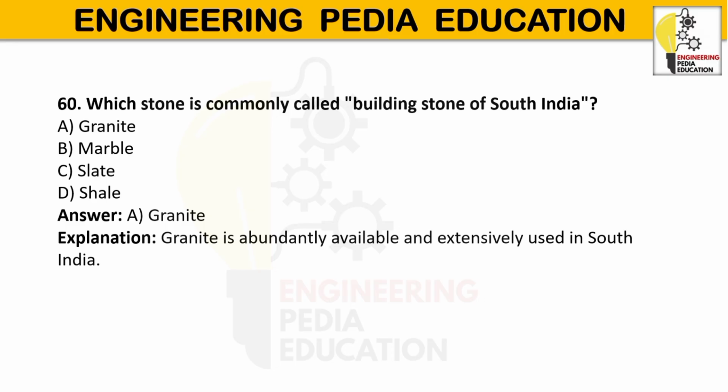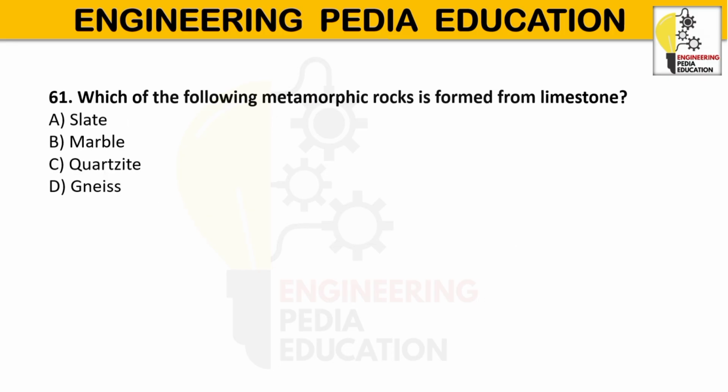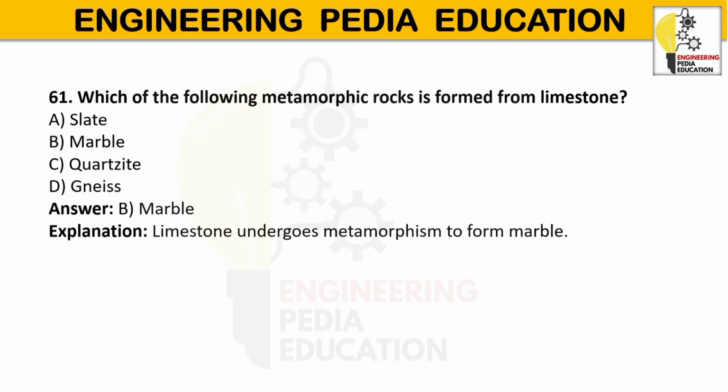Which of the following metamorphic rocks is formed from limestone? Options: slate, marble, quartzite, gneiss. The metamorphic rock formed from limestone is marble. Limestone undergoes metamorphosis to form marble.